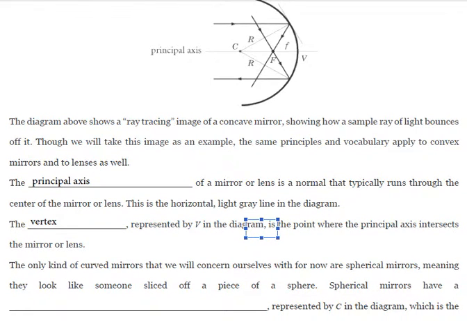The only mirrors that we need to worry ourselves with for right now are called spherical mirrors, and it's just like it sounds. If it continued the whole way around, it would form a sphere. So we just chop off some little piece, and that's the mirror we're working with. All of our spherical mirrors are going to have, you can see represented by C here, our center of curvature. If we continued the whole sphere the whole way around, that C would be right in the middle.